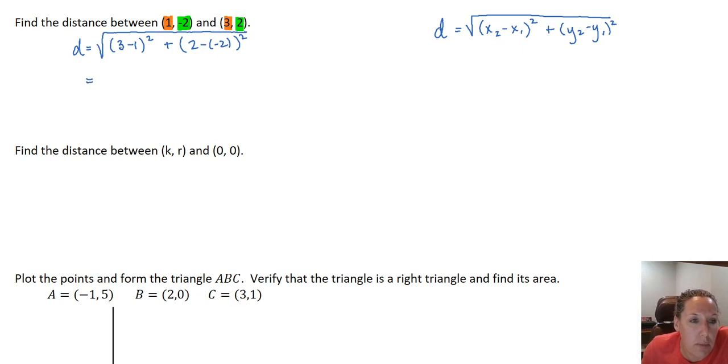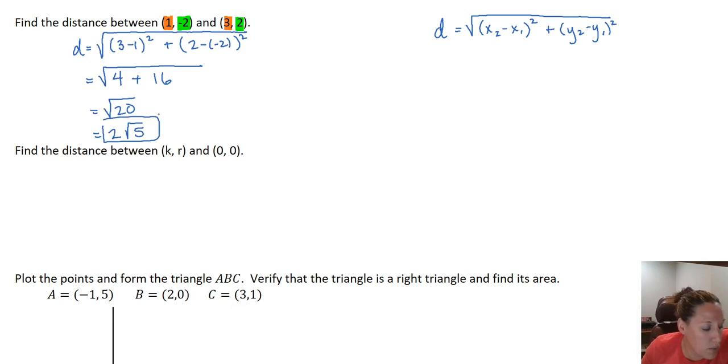All right, so if we simplify this, 3 minus 1 is 2. 2 squared gives us 4 for that first term. 2 minus -2 is 2 plus 2, which is 4. And so we get plus 16 when we square that. And that's going to add to give us 20. We can reduce 20. The square root of 20 is the square root of 4, which is 2, times the square root of 5. So the distance between those two points is 2 times the square root of 5.